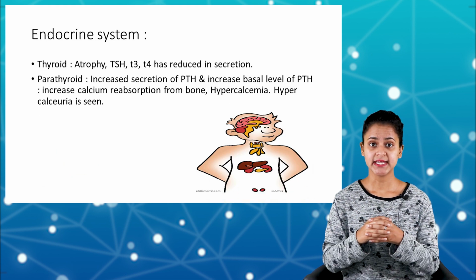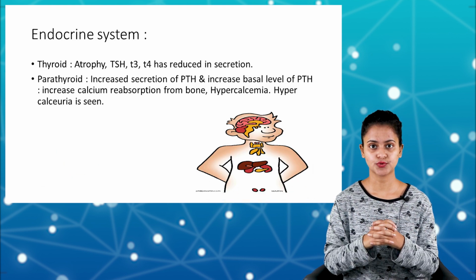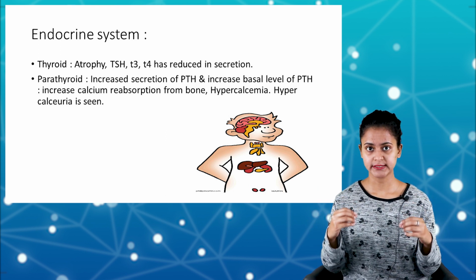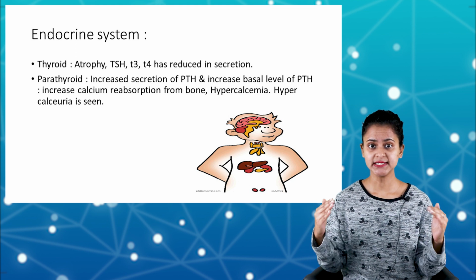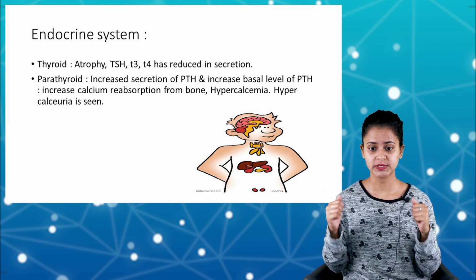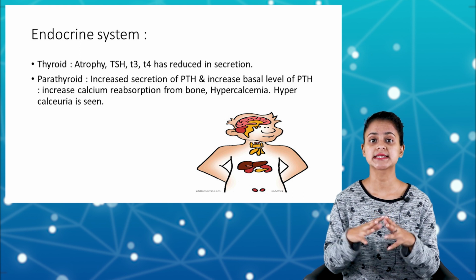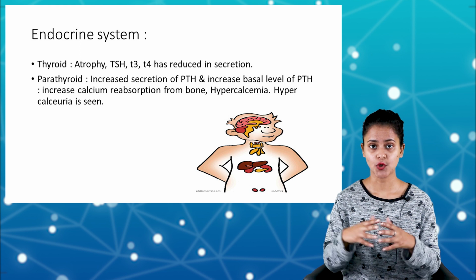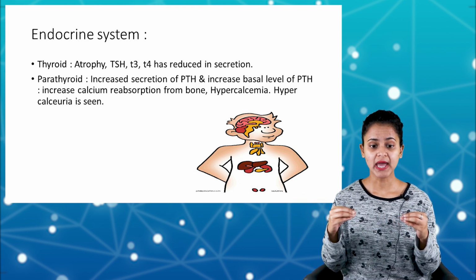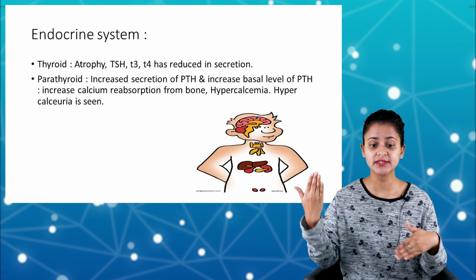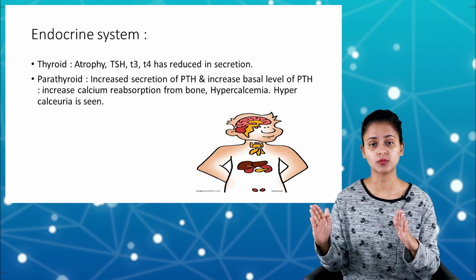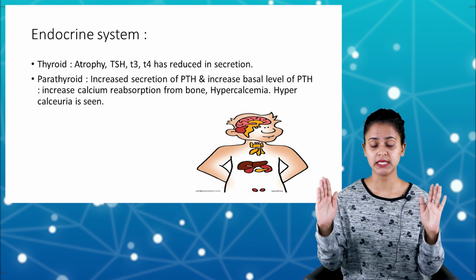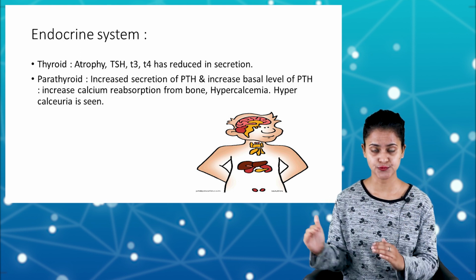We are going to see next the changes related to the endocrine system. Here, as there is atrophy of the thyroid gland, often we're going to see T3 and T4 hormone secretion decreased, as well as thyroid stimulating hormone production depleted in the older individual. There will be increased secretion of parathyroid hormone, and increased basal level of parathyroid hormone will be present in our older individual.